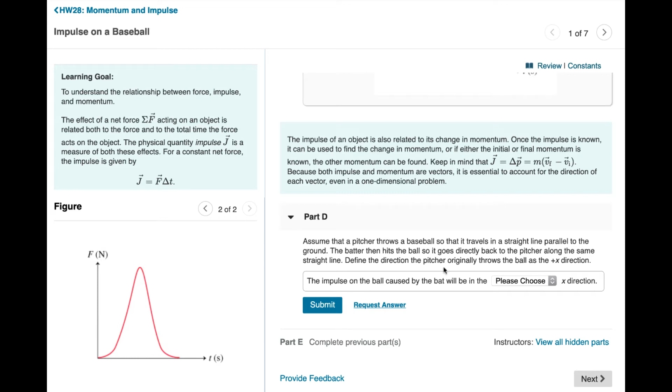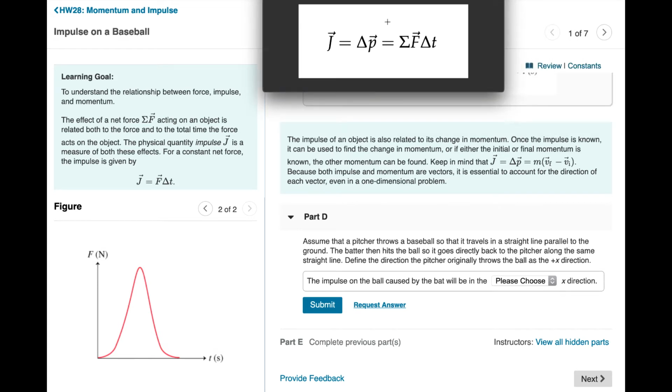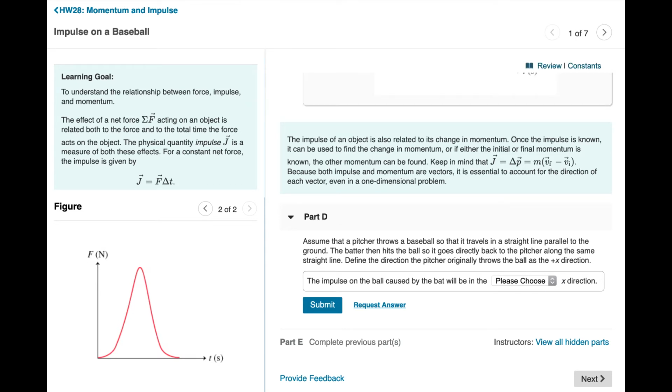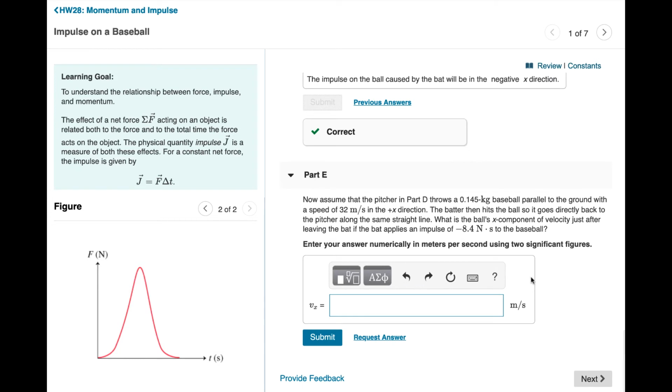The impulse of the ball caused by the bat will be in the... Okay, so I'm assuming that the pitch is in the positive direction. And so the pitched baseball has positive momentum. When the bat exerts a force on the ball, then, the bat is going to be exerting a force in the negative direction back toward the pitcher. Since the change in momentum is in the direction of the net force, I can tell that by my law right here. The change in momentum is equal to the force times delta T. Since the change in momentum is in the direction of the force, then the change in momentum is in the negative direction, which means the impulse is in the negative direction. Part E, it just goes on and on and on.